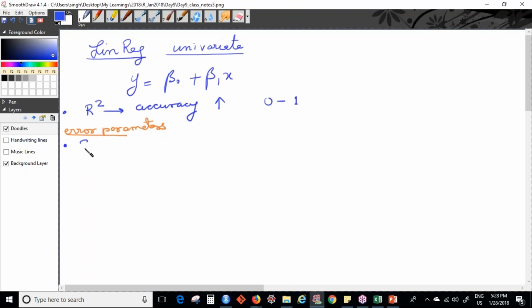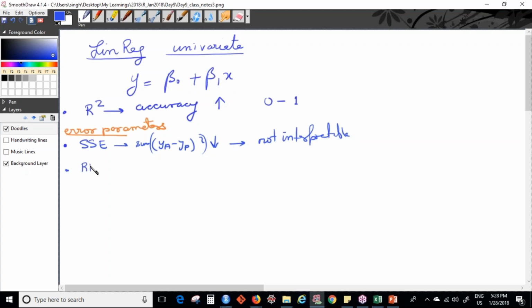So the first is sum of squared error. Sum of squared error is nothing but actual minus predicted whole square, and then you add everything. Sum of this entire thing. So obviously lower the better because this is error. This suffers from a disadvantage that it is not interpretable. This is not interpretable because of the units.